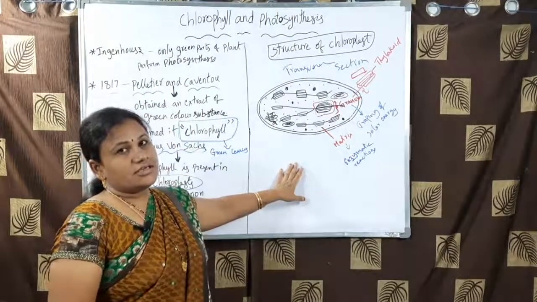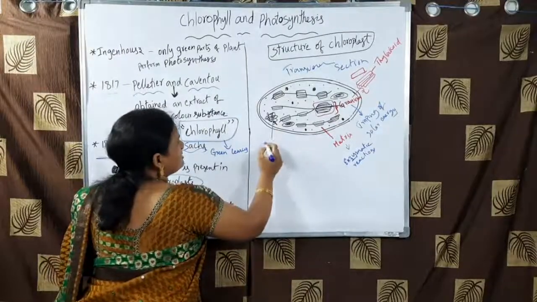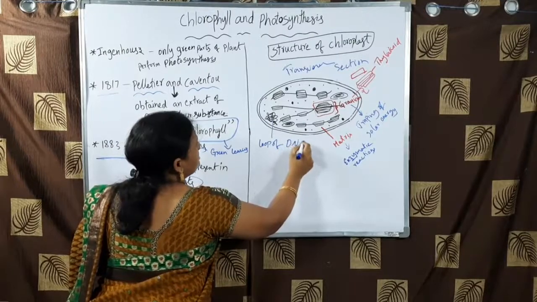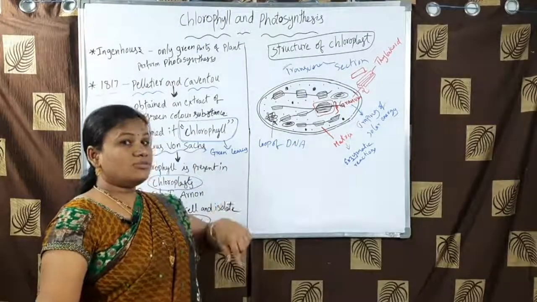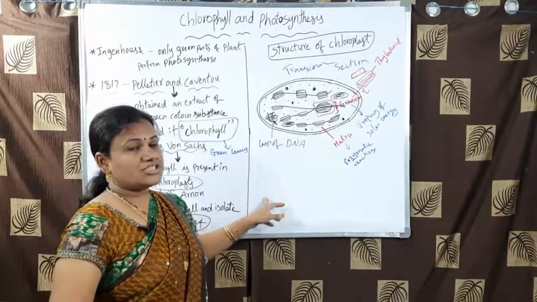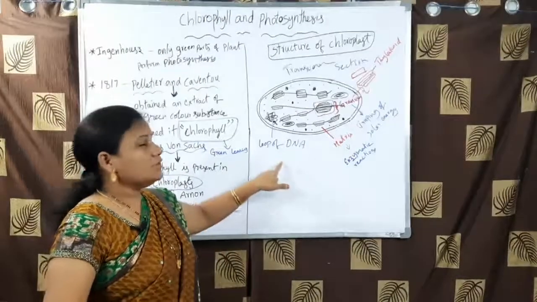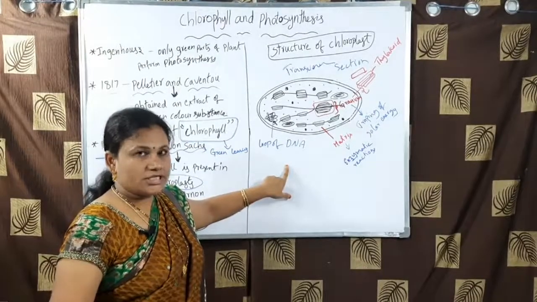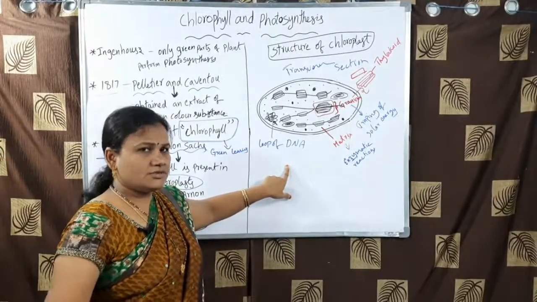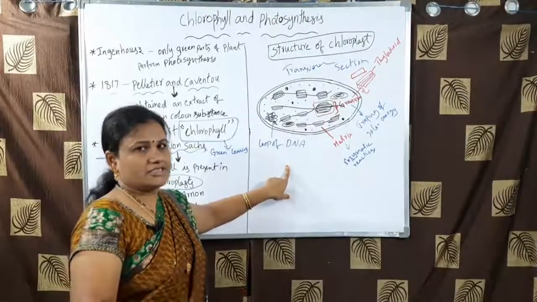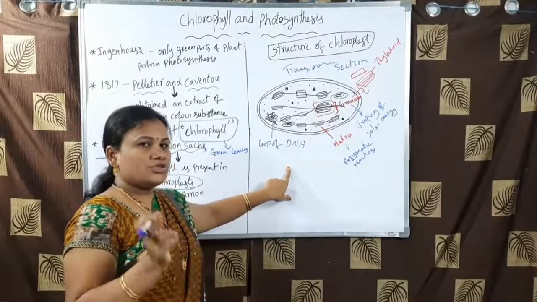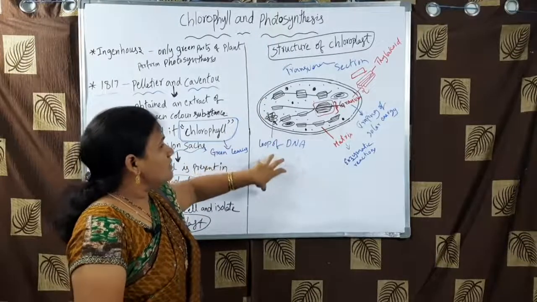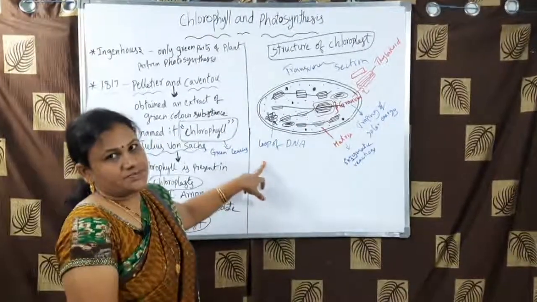Along with that, a single loop of DNA is also present. Along with mitochondria, chloroplast is the only structure which contains its own DNA within the plant cell. Generally in a plant cell, the nucleus has genetic material which controls all the activities of the cell. Not only that, the chloroplast also contains a single loop of DNA.